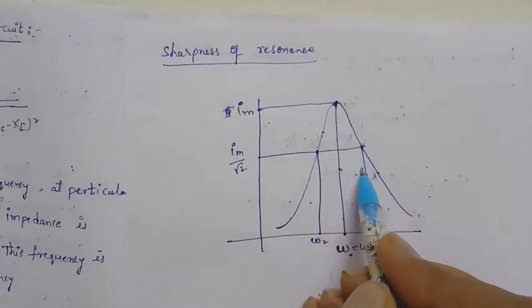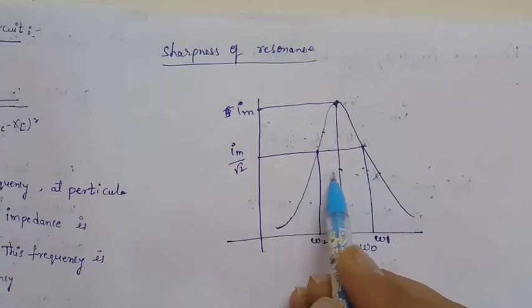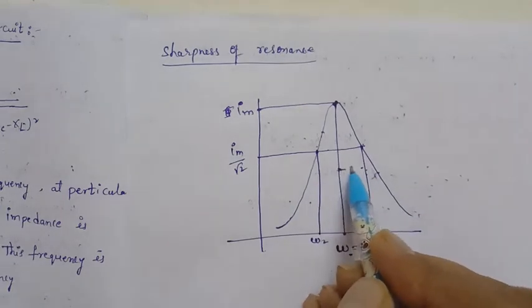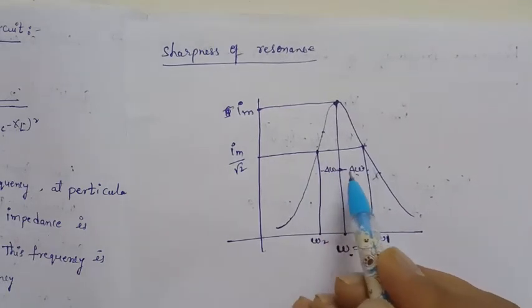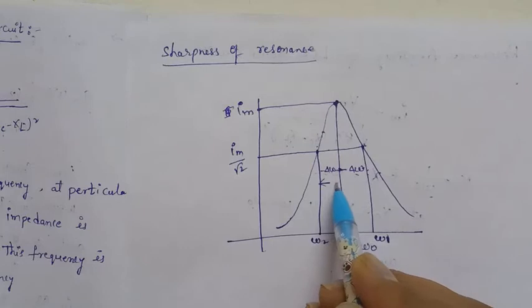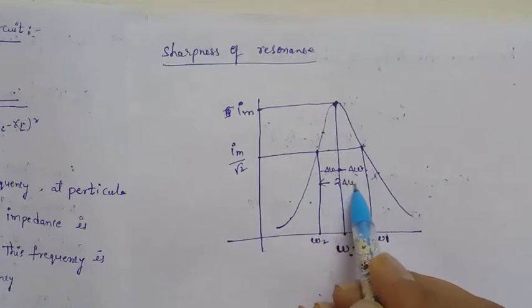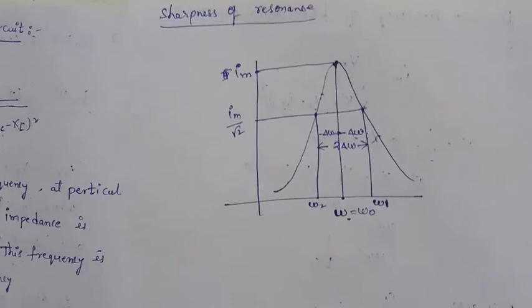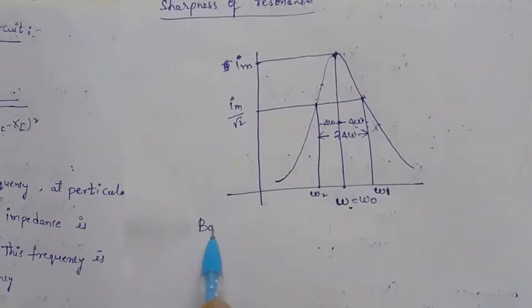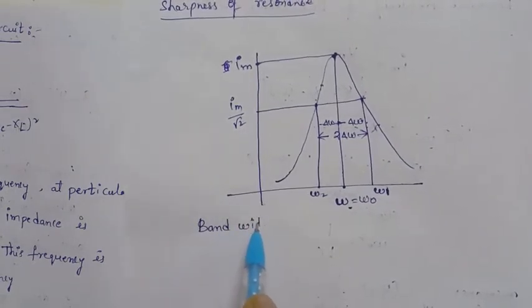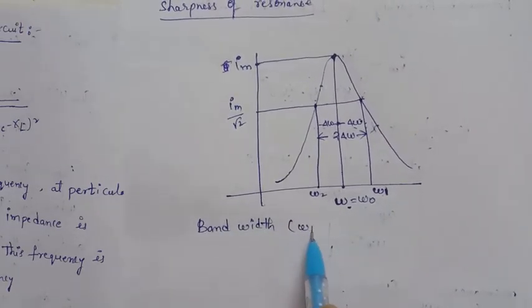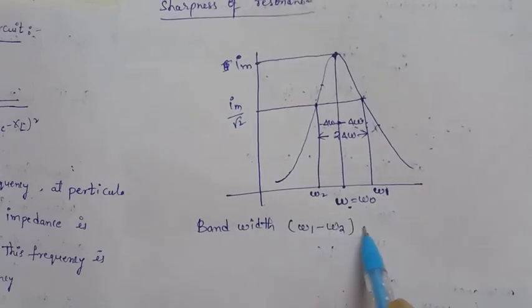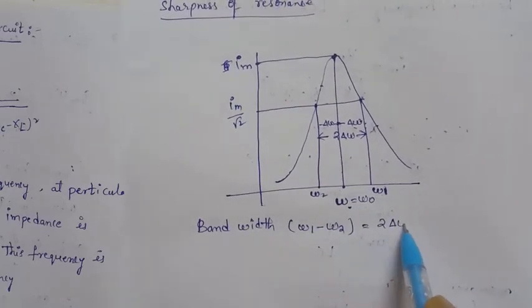From here to here, what is the variation of frequency? The same variation of frequency you observe from here to here. Suppose it is delta W, and the same value delta W on the other side. So this complete width, 2 delta W, is called the bandwidth. What is the bandwidth? Bandwidth is nothing but omega 1 minus omega 2, which is equal to 2 delta omega. It is the bandwidth.